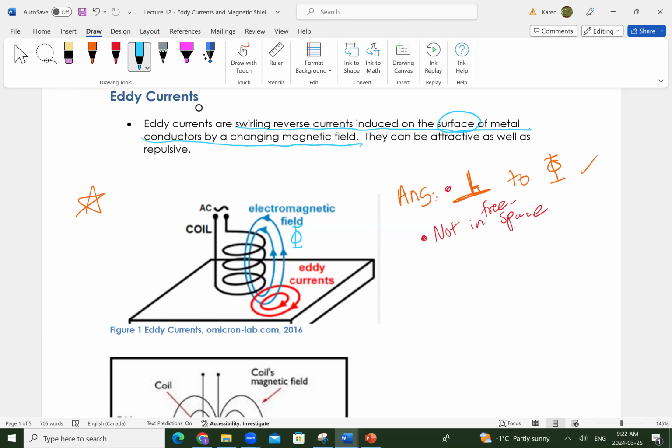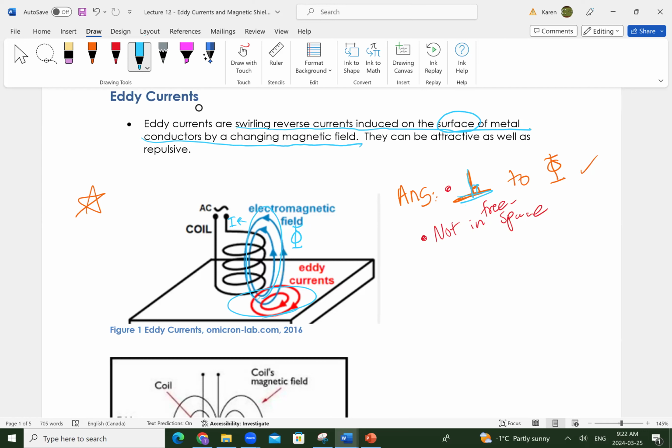So what I can ask you is, what direction would the eddy currents be forming? And the answer would be they are perpendicular to the flux lines. So here's our current going this way. Perpendicular to that are our flux lines, and perpendicular to that are our eddy currents.